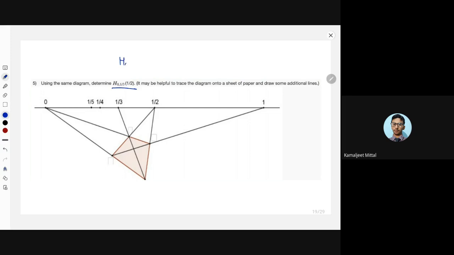So what is H(0, 1/2; 0, 1/3)? Basically the harmonic conjugate of 1/2 with respect to 0 and 1/3. So this is your A, this is your C, and this is your B. Okay, now what you do, you take any point, let's say P, this is the point you have taken, and Q is a chosen point. Now you need to find out the other diagonal and where it intersects.